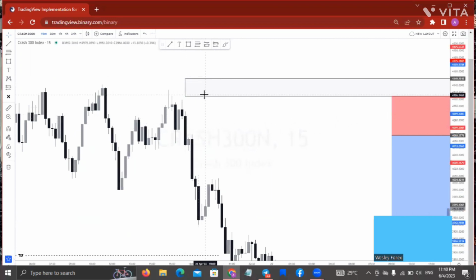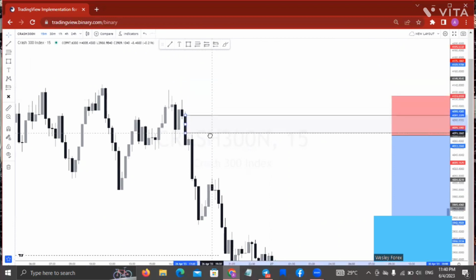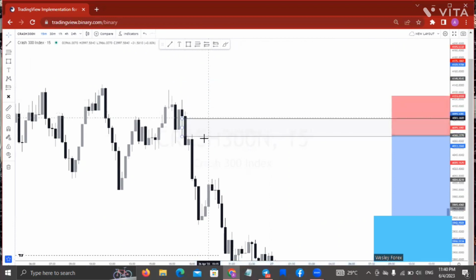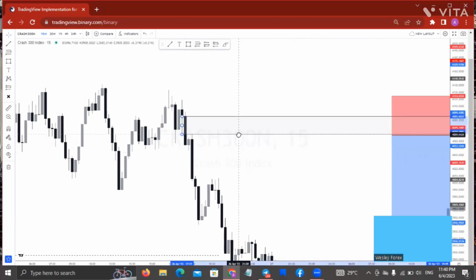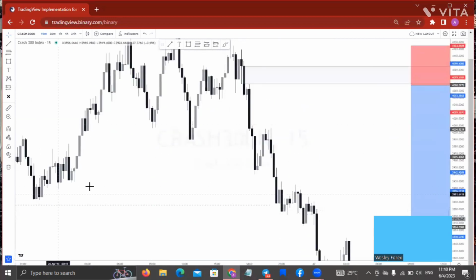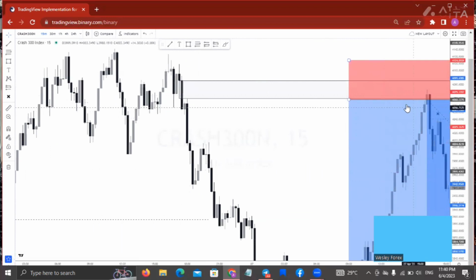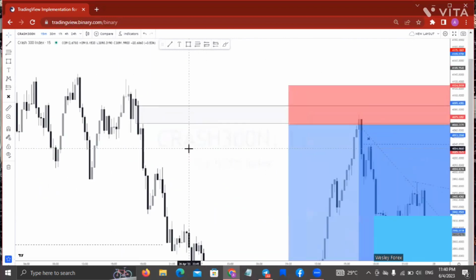So bringing this down now, you can see this is our imbalance, and it's actually going to serve as our entry. Now we have a break of this previous low over here, and then price did what? It tried to fill in the imbalance. So in this situation, where do we place our stop loss?